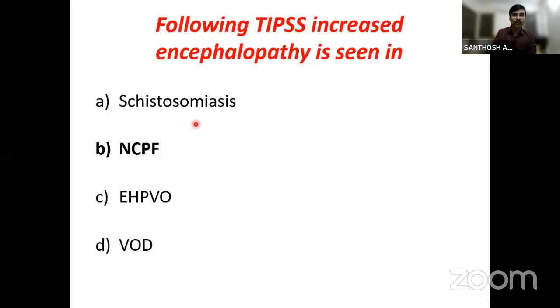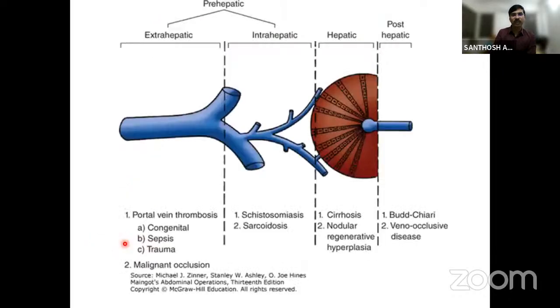So what happens in schistosomiasis? It is a prehepatic block. AHPVO is also a prehepatic block. VOD is veno-occlusive disease. This is a post-hepatic block. The liver will be functioning normally. But in NCPF, the microcirculation within the liver is not functioning properly. So the blocks include pre-hepatic, hepatic, and post-hepatic, with the hepatic further divided into extrahepatic and intrahepatic. So in NCPF, cirrhosis, all these things, the hepatic encephalopathy risks are high. Whereas in pre-hepatic and post-hepatic, the risk is less.